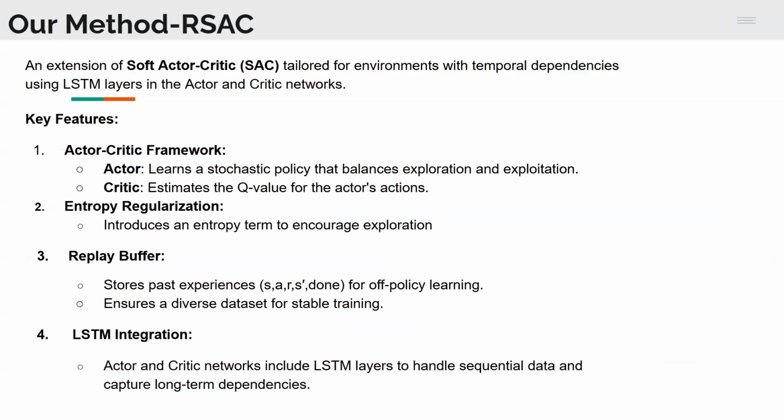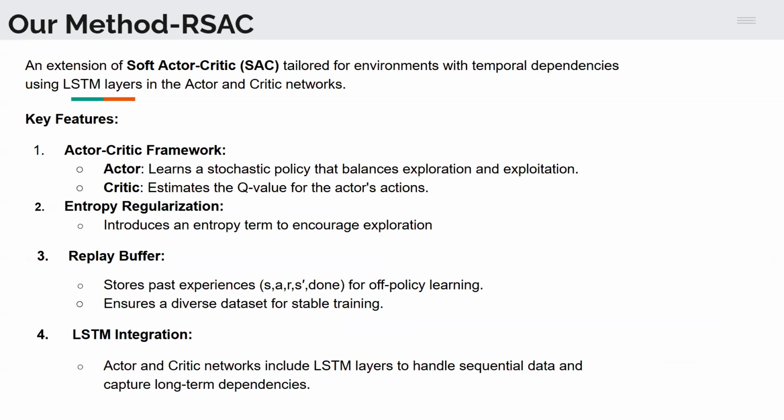So let's talk about our model, which is RSAC, which is nothing but an extension of the soft actor-critic network, and it uses LSTM layers in the actor and the critic networks. I'll just talk about the key features. First is the actor-critic framework, where the actor learns a stochastic policy and thus maintains a balance between exploration and exploitation. Second is the critic, which estimates the Q value for the actor's action.